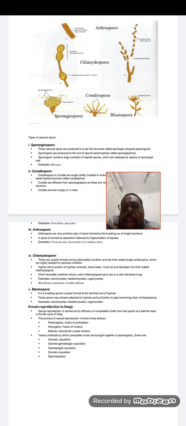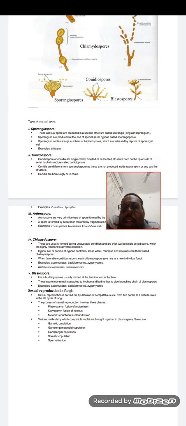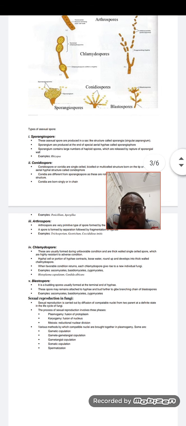That means they will have sporangia-like structures with a covering, and that covering will protect the spores. So when the fungal hyphae loosens and the water comes in contact, then it will burst off, and when the favorable condition comes, it will grow into an individual fungus. And next one is known as the blastospore, the last picture I think, yeah, the last one.